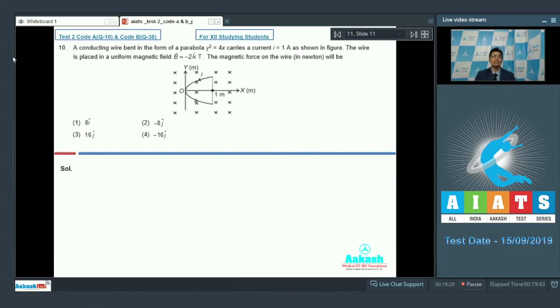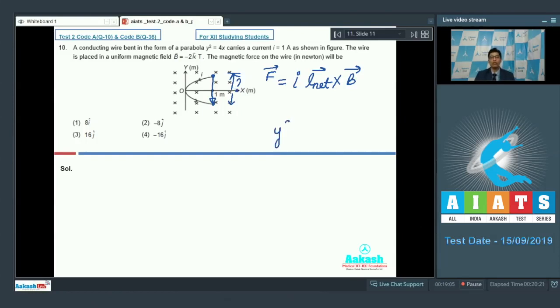Now dear students, in this particular question we have to find the force on this parabolic wire. And to find the force on any wire of arbitrary shape, the formula to be used is I L net cross B, where L net is the net displacement between the two ends of the wire, that is from this end to this end. We can see that the net displacement is in this direction. We have to find therefore the length of this particular part.